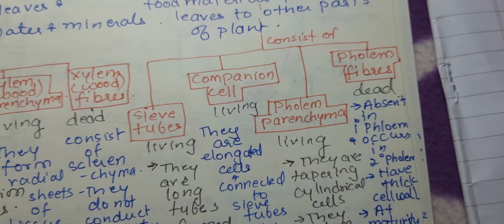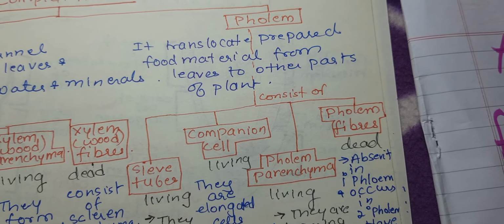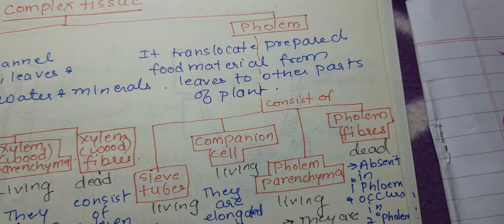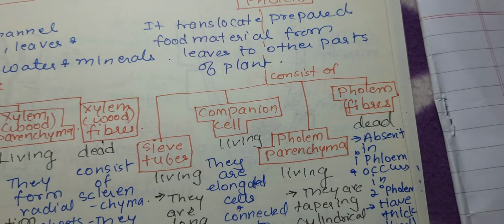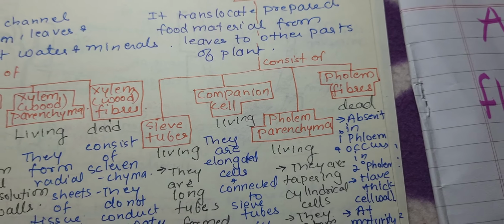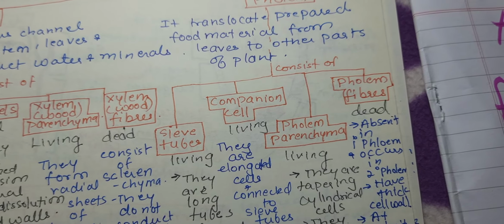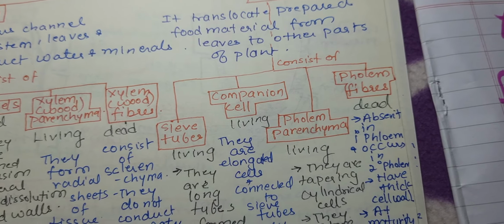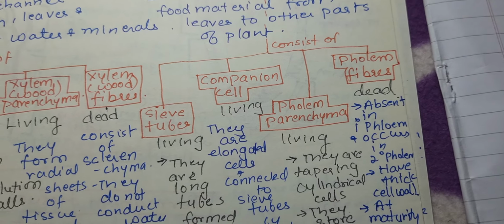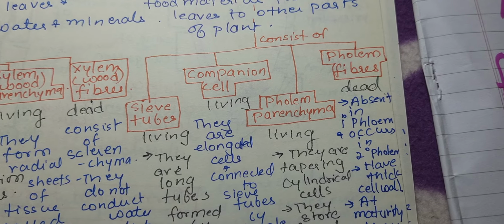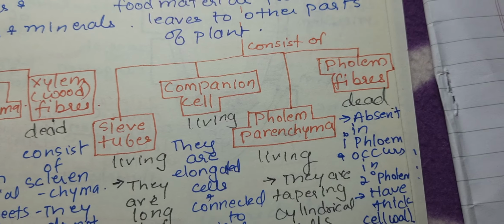Now, the phloem translocates the prepared food material from leaves to other parts of the plant, and it consists of four different types of cells: sieve tubes, companion cells, phloem parenchyma, and phloem fibers. So, out of four, three are living, whereas one is dead.